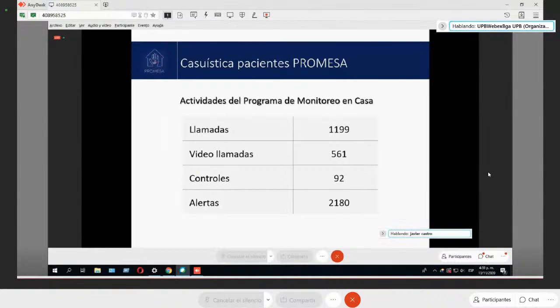In our case, in activities, we have about 1,200 calls. We have constant video calls, about 600 video calls, and face-to-face clinical controls. Particularly with the pandemic, we are using more phone calls to have adequate control, despite the restrictions and the containment measures to avoid contagions by coronavirus. And we have more than 2,000 alerts.